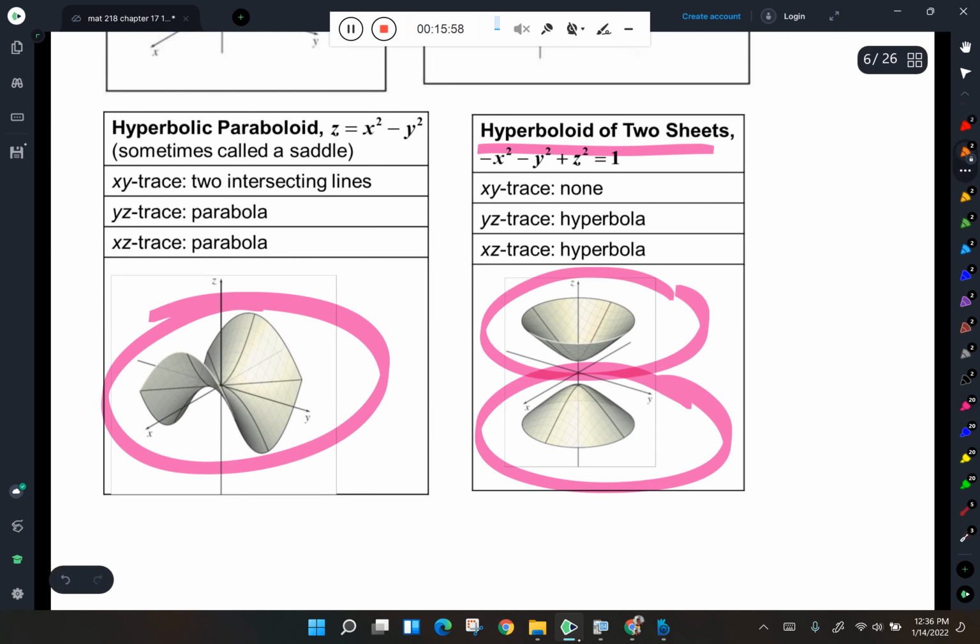Depending on how you took your college algebra, do you remember x squared over a minus y squared over b is equal to 1 being a hyperbola? And then when we take it into three dimensions, it becomes a hyperboloid.